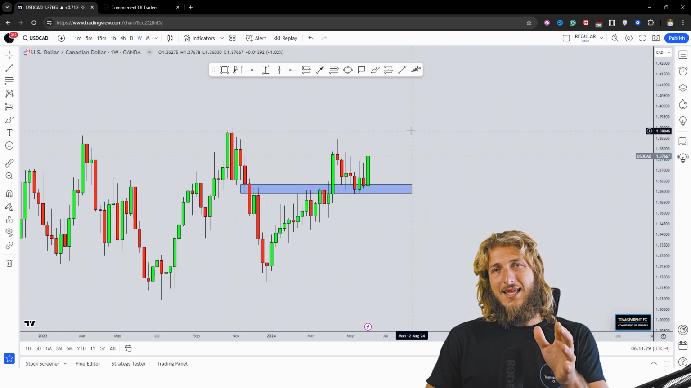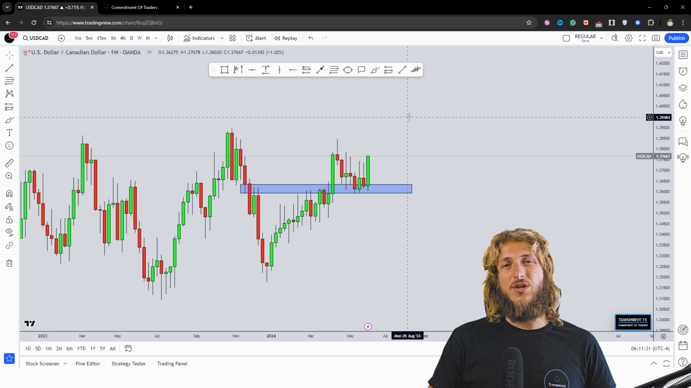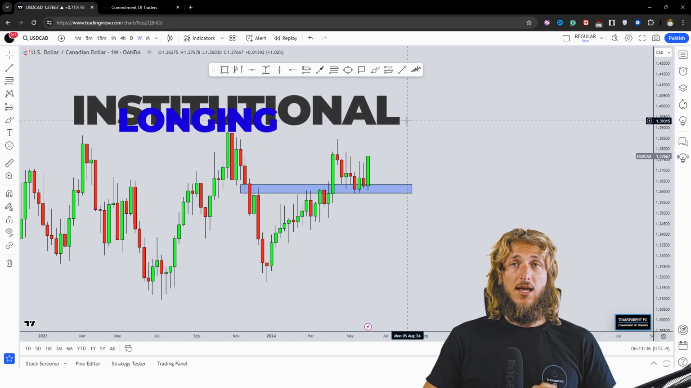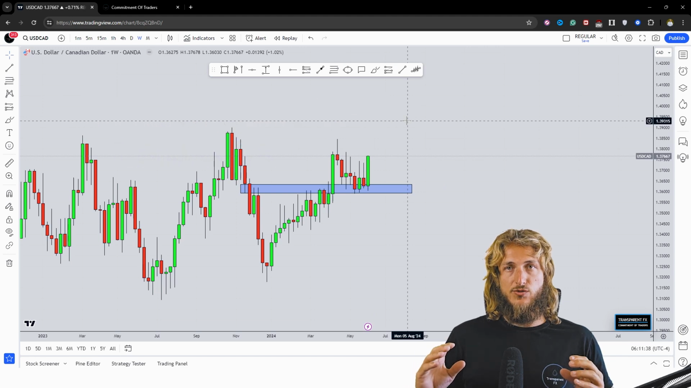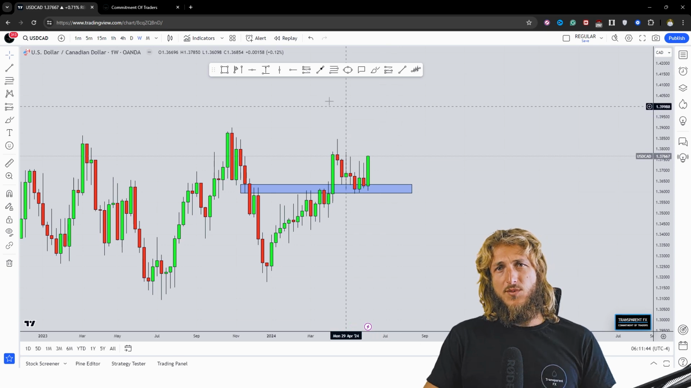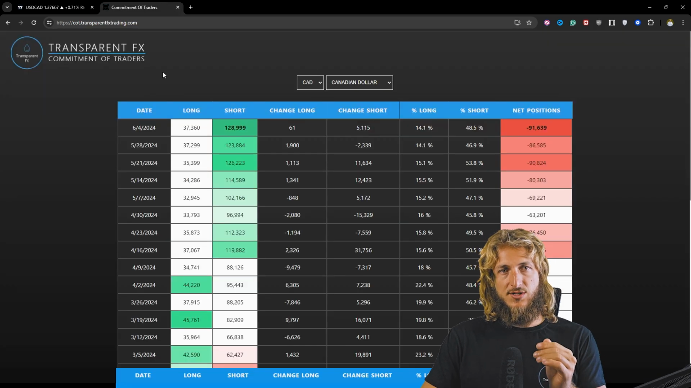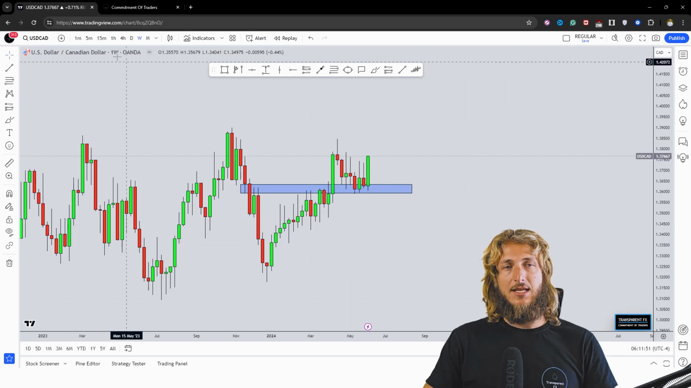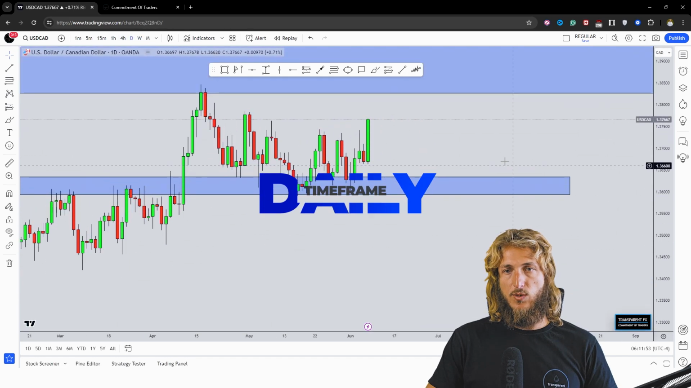Also keep in mind that inside of a confluence of support zone, there is an increased probability of getting more institutional longing, because as we have multiple layers of support lining up in the same area of price, that increases the probabilities of institutional longing. And we will be speaking about institutional longing in just a few minutes when we move to the commitment of traders analysis. For now, let's drop down on the daily time frame and see what we have.